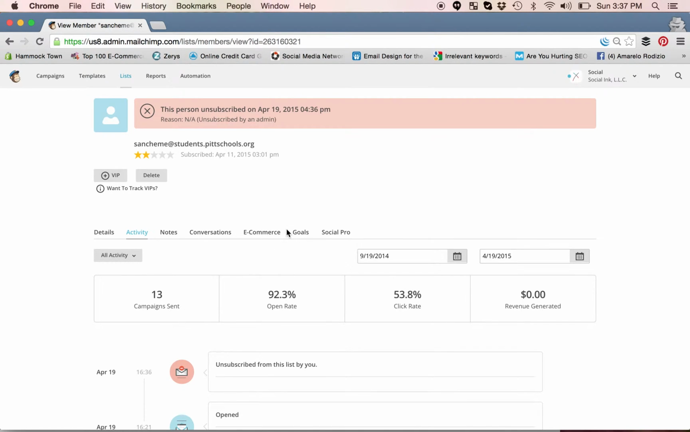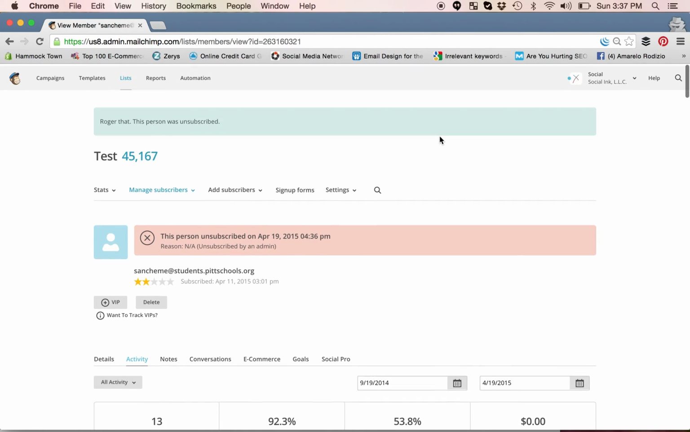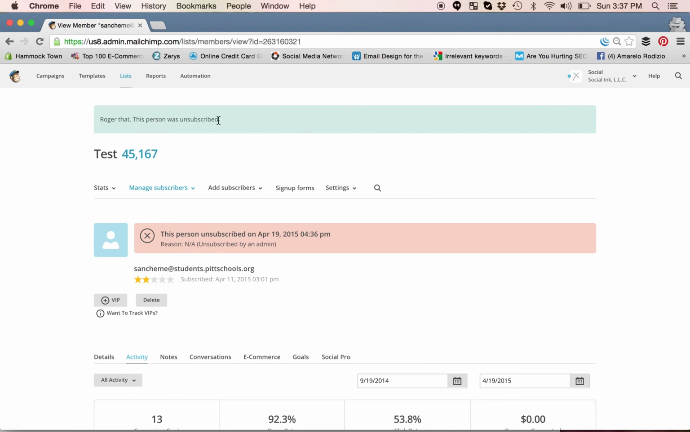So rather than having a no reply address, this address is able to receive messages. Subscribers can message us and ask for support, which is really a best practice. You don't want to be sending any emails from a no reply address. In this case, the subscriber manually emailed us and said, hey, please take me off this list, and we went ahead and did that. Took about 30 seconds. Roger that, this person's unsubscribed.